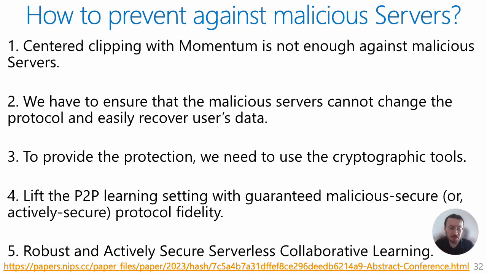However, centered clipping with momentum is not enough against malicious servers. So we have to ensure that a malicious server cannot change the protocol and easily recover users' data. Here, to provide the protection, we need to use cryptographic tools. This will allow us to lift the protocol to the peer-to-peer setting where clients or servers can act maliciously. The goal is to obtain a robust and actively secure serverless collaborative learning.